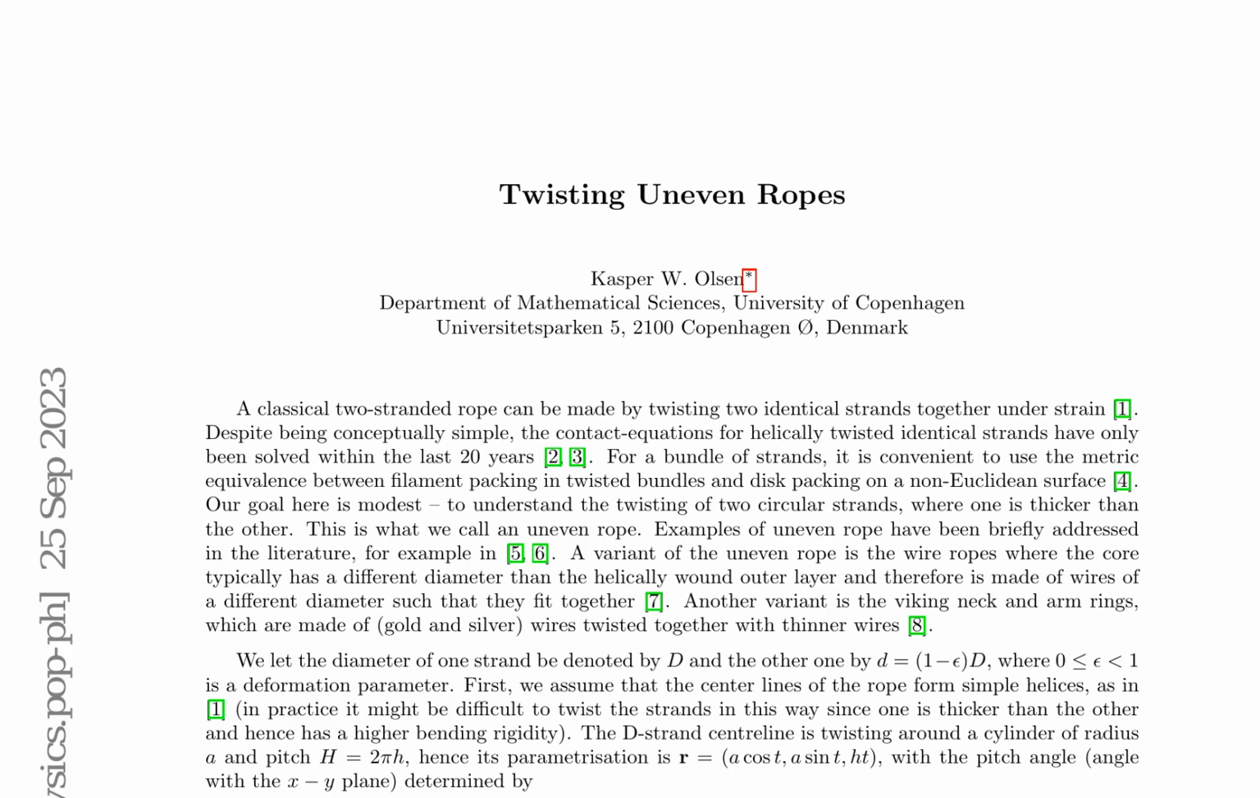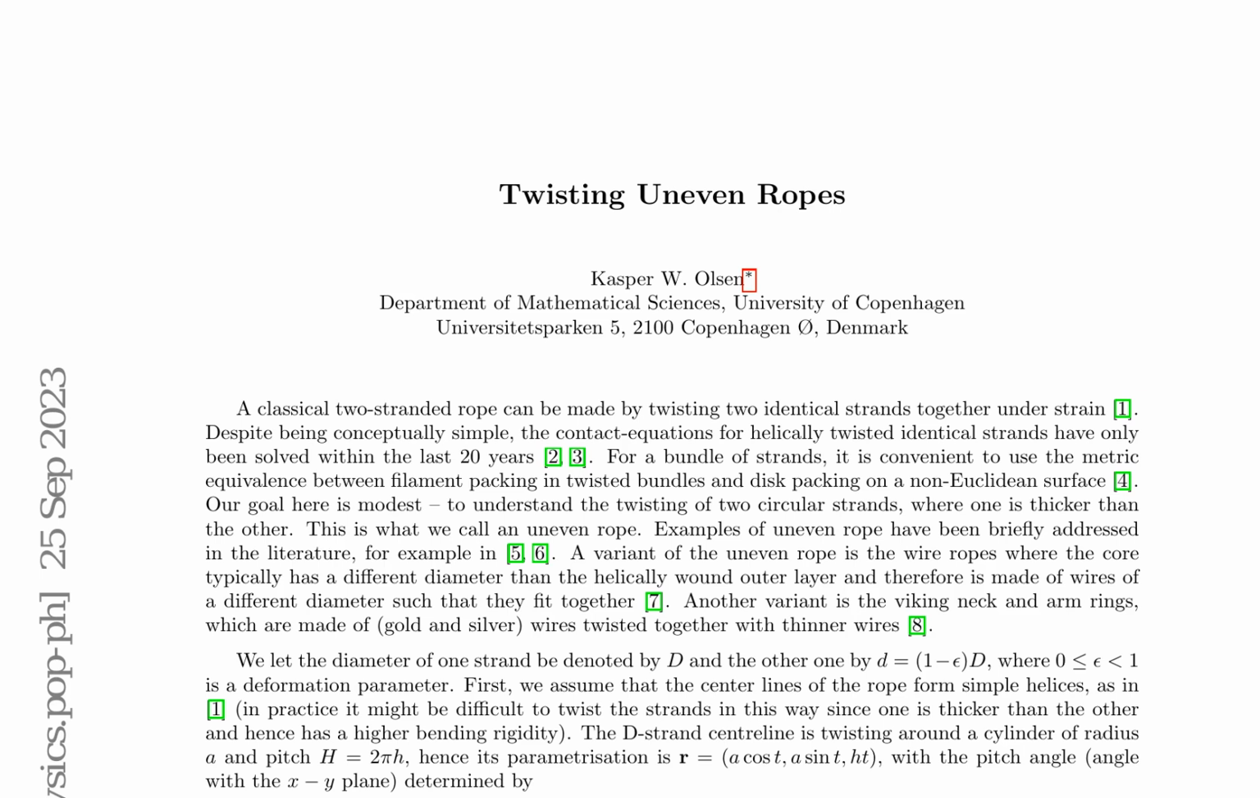The paper delves into the twisting of uneven ropes, comprising two circular strands with different diameters. This concept has been briefly addressed in the literature, including examples such as wire ropes and Viking neck and arm reins. The authors introduce a deformation parameter epsilon, where the diameter of one strand is denoted by d and the other by d' equals (1 + epsilon) d, with 0 ≤ epsilon < 1.